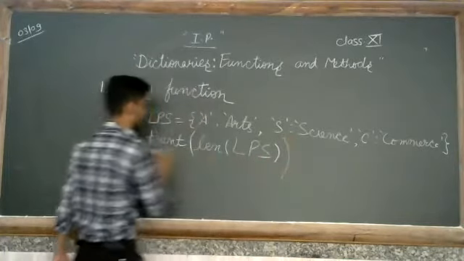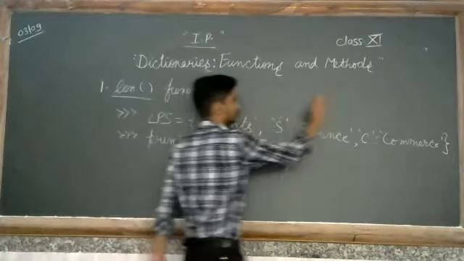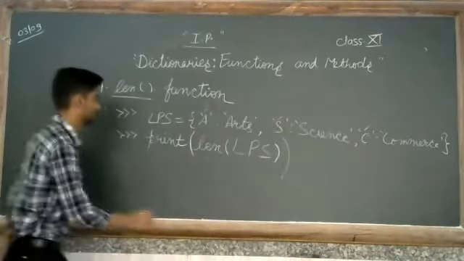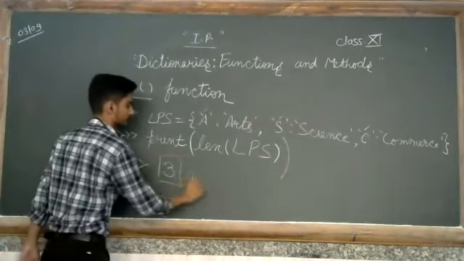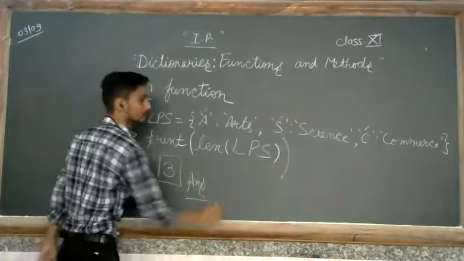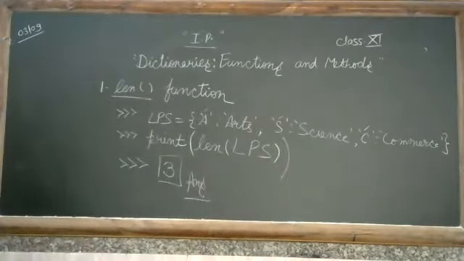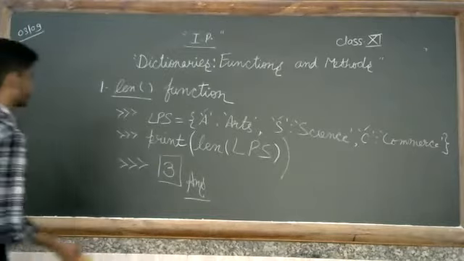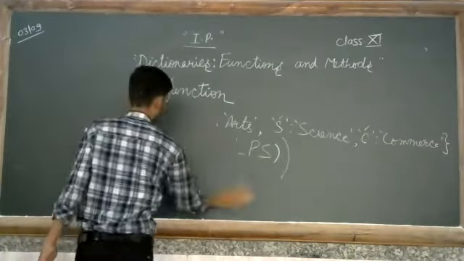Now this will close my print function. So what will be its output? 1, 2, 3. So the output will be 3. Got my point or not? This is how we can return any dictionary's length. How many of you have understood the length function? Please tell me. Okay, great, good, very good.